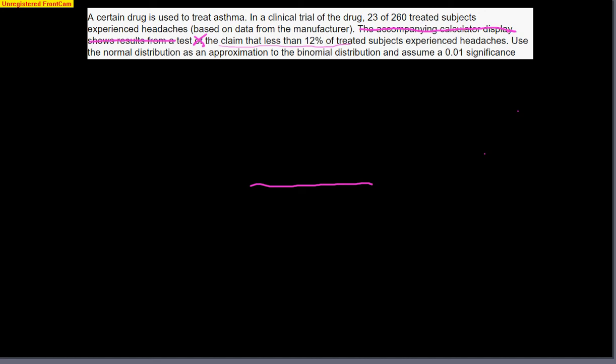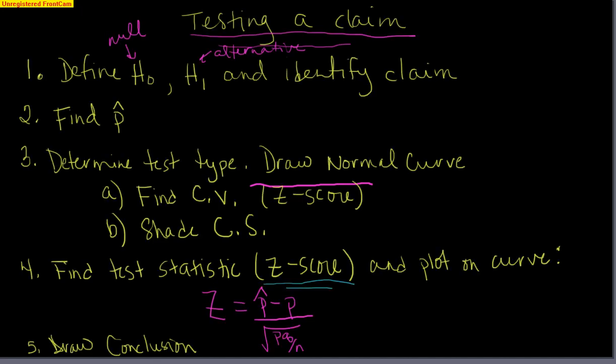All right, so how do we go about testing a claim? Okay, so the first thing I'm going to do is open up here the steps for how we test a claim. Now, the first thing we want to do is define our hypothesis. H sub 0 is your null hypothesis, and H sub 1 is your alternative hypothesis. And then we're going to identify which of those hypotheses is actually the claim.